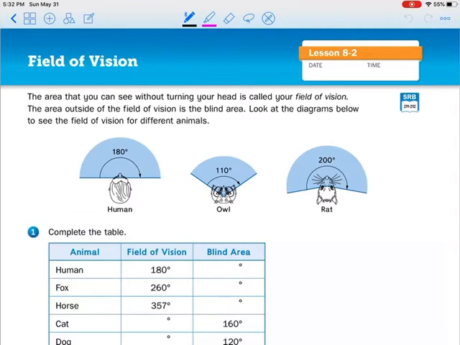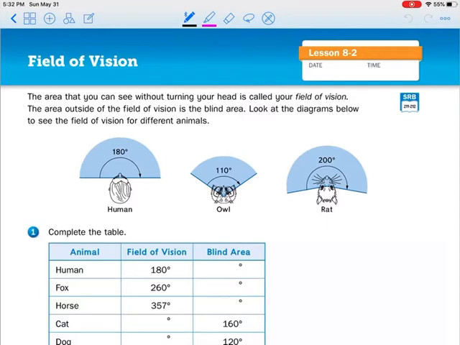So before we do that, I want you to look straight forward. And I want you, without moving your head, to move your eyes from side to side to see how much of the room you're in you can see without moving your head. The area that you can see, that's your field of vision. But now anything behind you or outside of that field of vision is called your blind area.